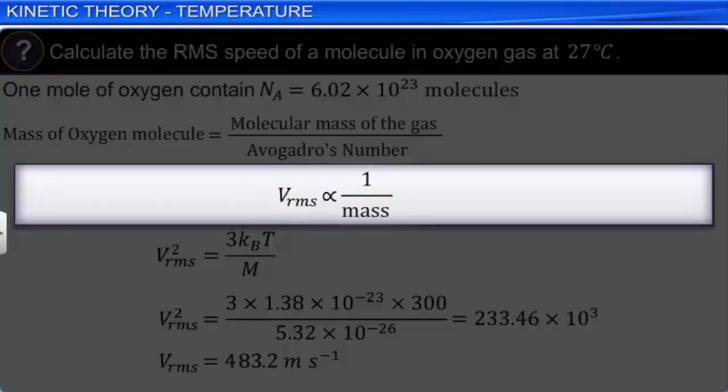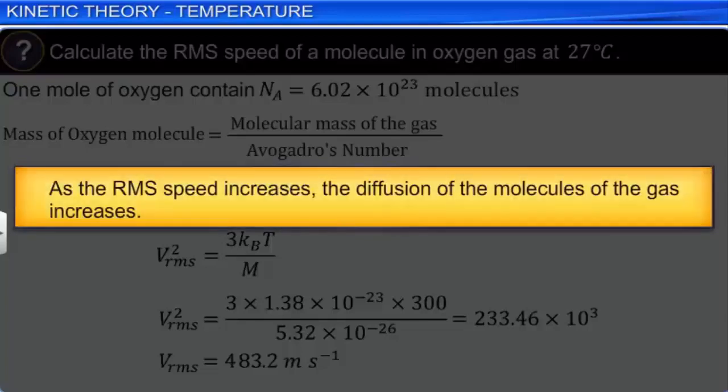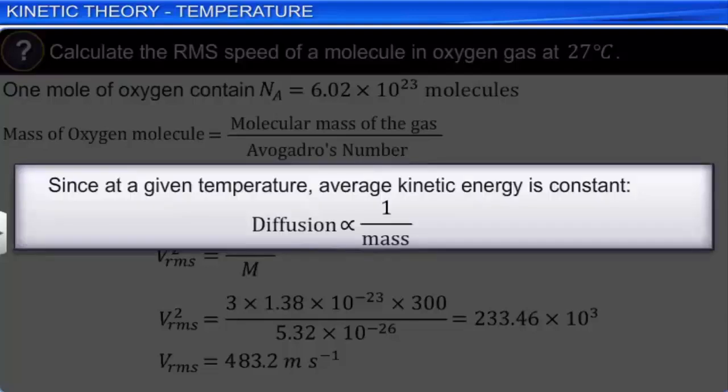As the RMS speed increases, the diffusion of the molecules of the gas increases. The diffusion is also inversely proportional to the mass of the molecule at the given temperature, because at the given temperature, the average kinetic energy of the gas is fixed.